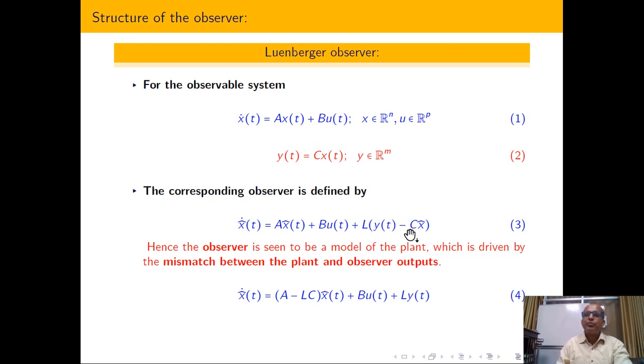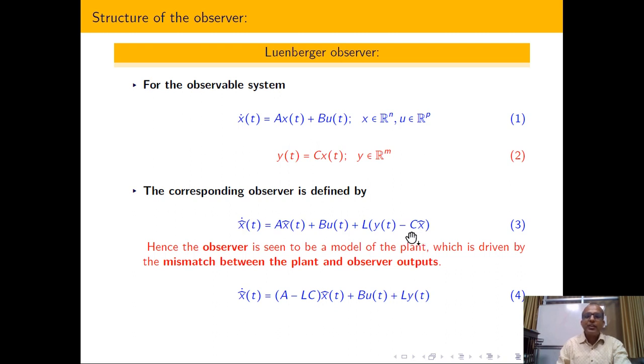So now I have to show that x equals x cap. If x equals x cap, then you can see that equation 1 and equation 3 are exactly the same. So the idea is very interesting: you can just copy the system, and after that you can add some term. This is called the correction term, and that depends just on the output.